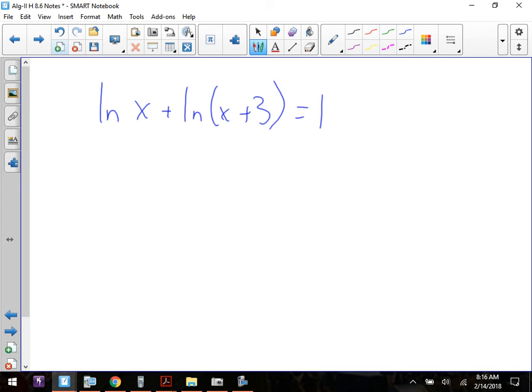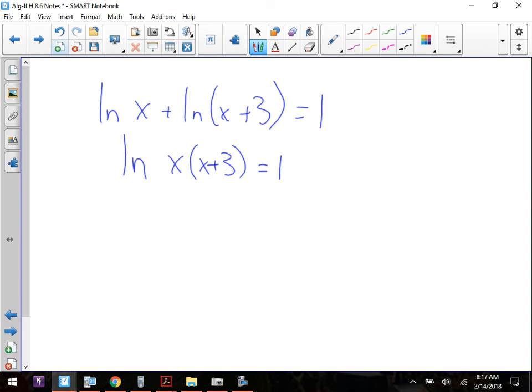Yesterday, I think I started this problem with you guys to show you why we had to use condensing properties to be able to solve for x. Okay? So let's finish what we had started yesterday. In this case, I've got the natural log of x plus the natural log of the quantity x plus 3 equals 1. Okay? Now, what do you think you should do on the left-hand side to start? Condense, very good. Since it's got an addition symbol between the two, what do you have to do? Multiply, good. So you get natural log of x times x plus 3 is 1.